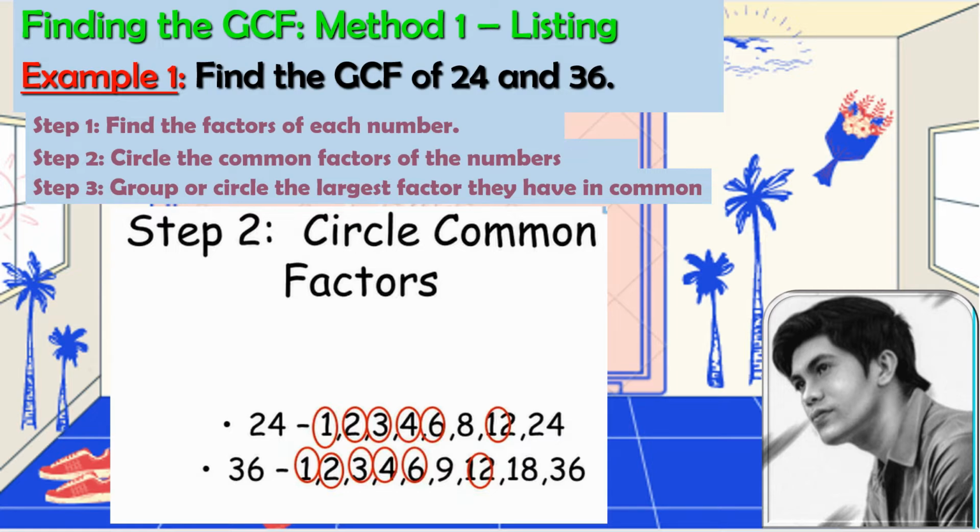Pero ang 8, meron sa 24, wala sa 36. Kaya hindi po siya common. Hindi mo po yan isasama. Kung ano lang ang mga common na makita mo sa taas at makikita mo rin sa baba. Okay? So, after that, we have step 3.